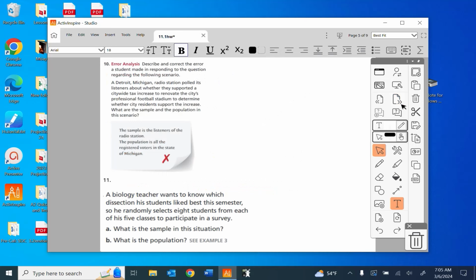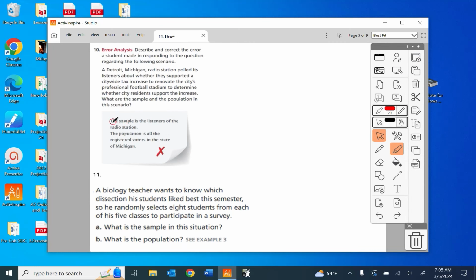Number 10, error analysis. Describe and correct the error a student made in responding to the question regarding the following scenario. A Detroit, Michigan radio station polled its listeners about whether they supported the citywide tax increase to renovate the city's professional football stadium to determine whether city residents support the increase. What are the sample and the population in the scenario? The sample is the listeners in the radio station. That is correct. And specifically, it's the people who replied. The population is all of the registered voters in the state of Michigan.